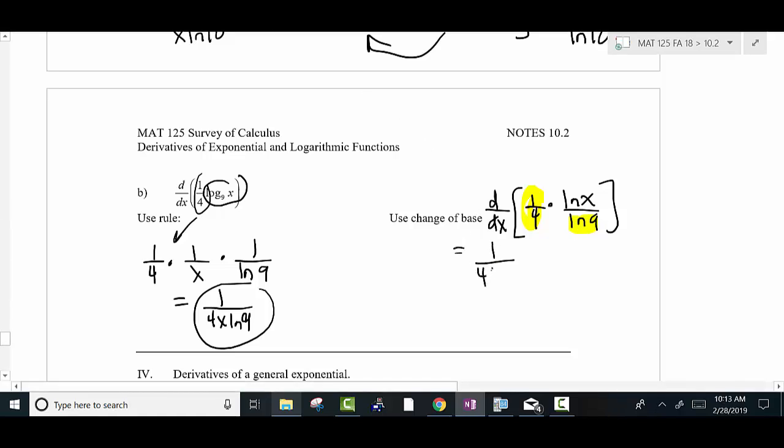So you'd have 1 over 4 ln 9. Well, then what's the derivative of ln x? That's 1 over x. That's the only thing you've got to remember, see? So you get the same answer.